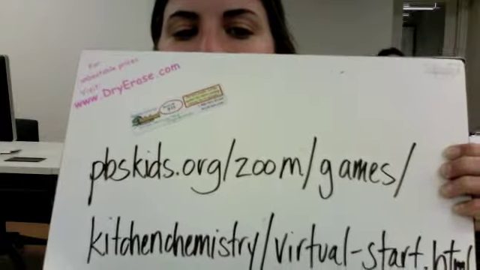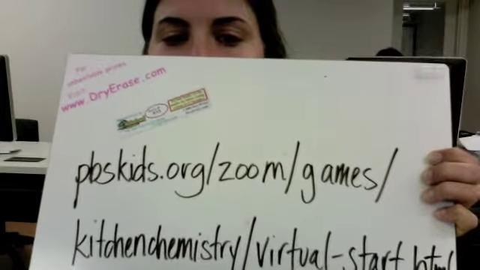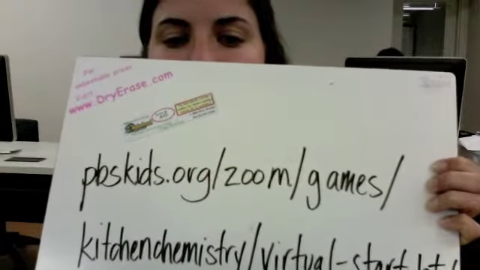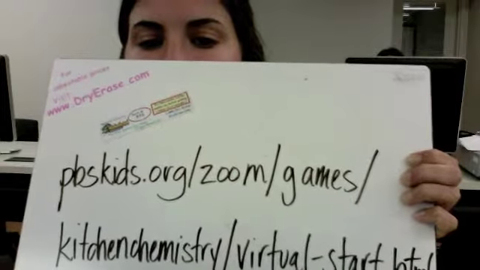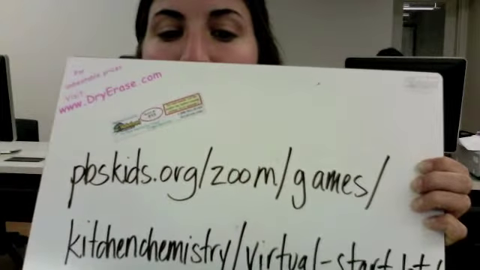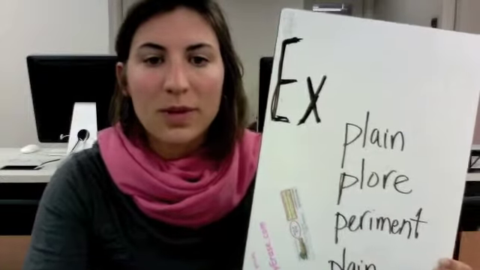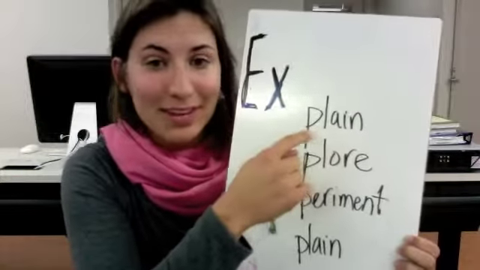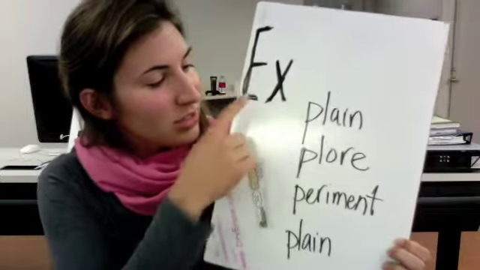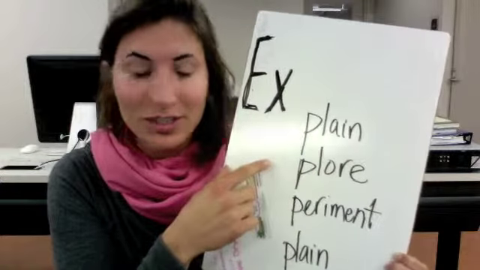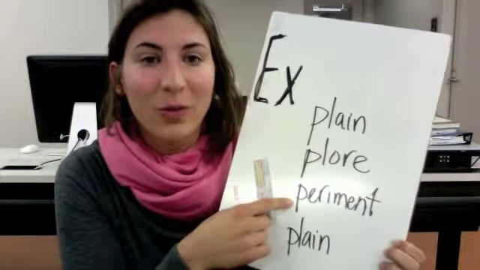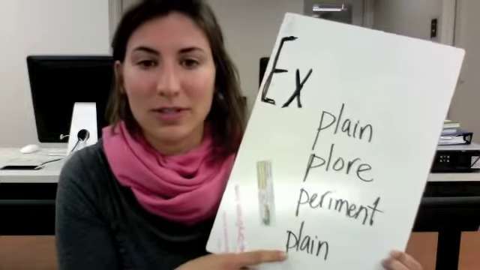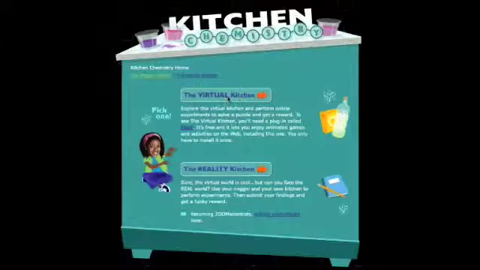This ELR is located at pbskids.org/zoom/games/kitchen-chemistry/virtual-start.html. The basic structure of this ELR is to explain the challenge, explore the kitchen, experiment with all of the contents of the kitchen, and then explain the pattern that we're seeing. So let's enter, shall we?